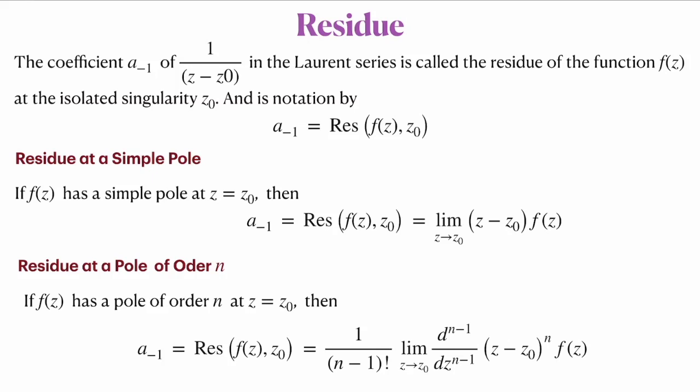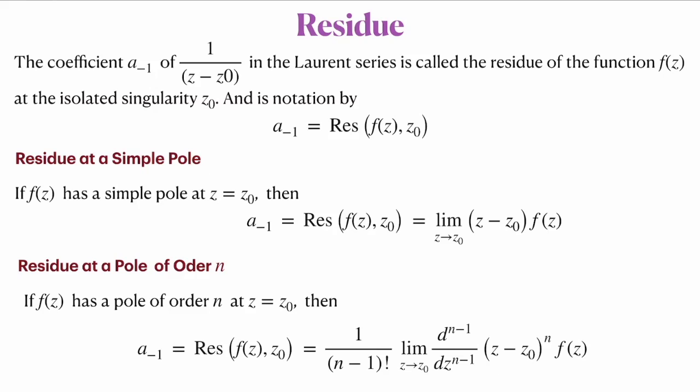So if the simple pole is there, then you can multiply by z minus z0, and then the coefficient a minus 1 becomes a constant, and the rest of them get multiplied by z minus z0. As a result, in the limit z going to z0, the rest of the terms go to 0.